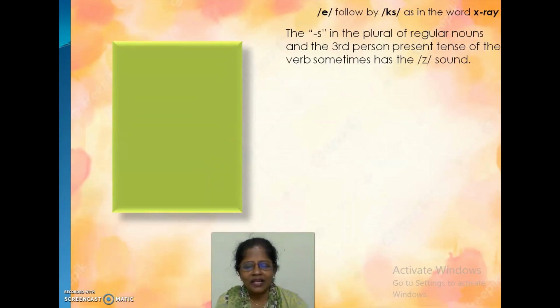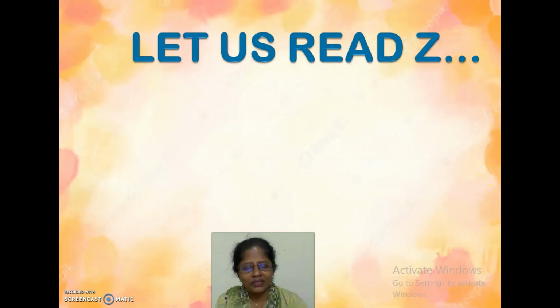Now next for the z sound. Okay, this again is a little tricky sound. We do not have many words with z, but we do have the sound of z in most. For example, all the plurals that end with s have to be pronounced as z, like roses. Okay, so let's read some words.